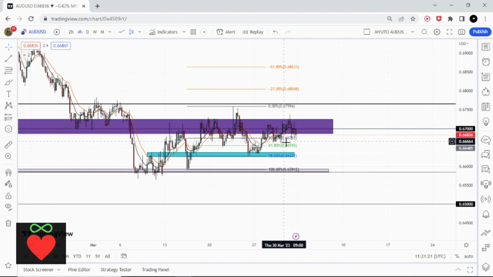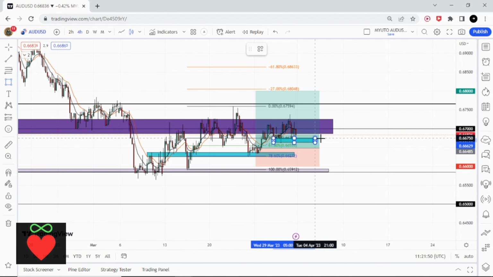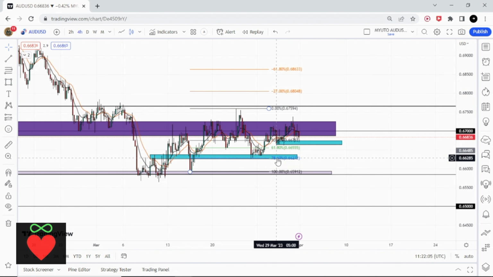So for now, my bias is still bullish, and I'm expecting price not to break this level here, this zone here. I'm expecting price not to break this level here, 0.6750. The only way I'll get out of the trade is when price breaks this level here. I'm expecting it to find support at this level and continue going up, but I will not get out of the trade. I'll wait for it to break this previous high here. So if it breaks this previous lower high here, that's when I'll decide to get out of the trade, and from there my bias will change.